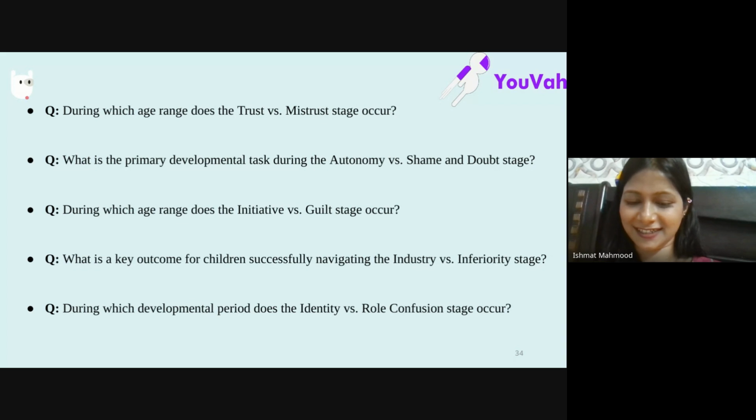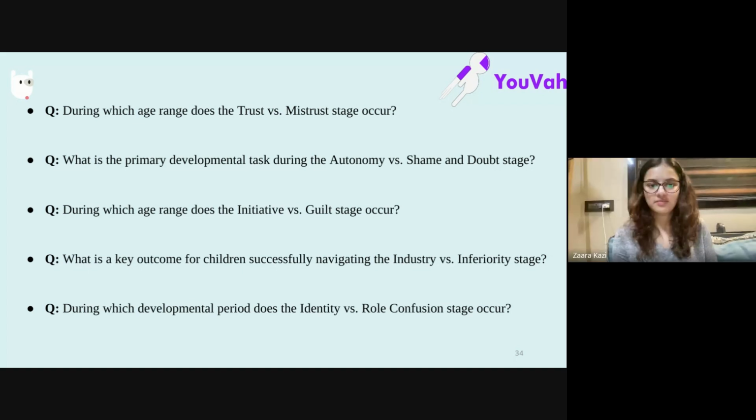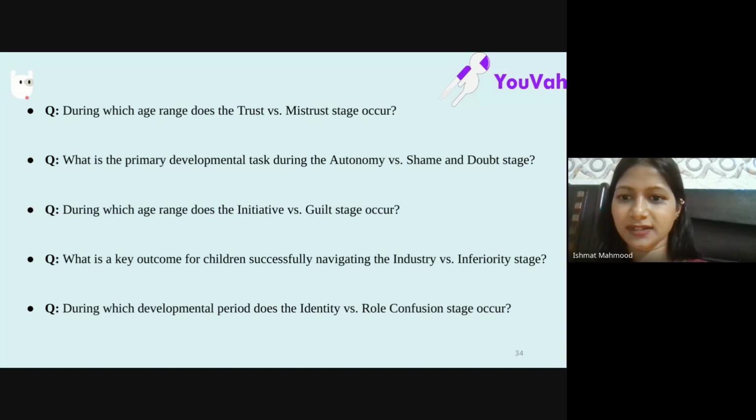So the first question: during which age range does the trust versus mistrust stage occur? Zara, go ahead. 0 to 1. Okay. Next question. Everybody can unmute themselves and answer.